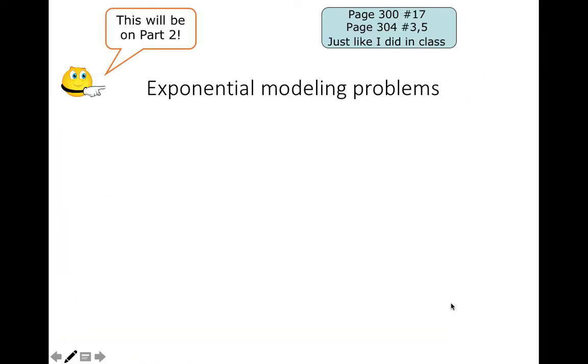Next, though, exponential modeling problems will be on part 2. They will be with your calculator, so please do get your calculator out and take these notes. Exponential modeling problems are not going to have shifts on them. They're just going to be a times b to the x, the ones that we're going to do. Okay? Make sure to define your variables. That's old news.